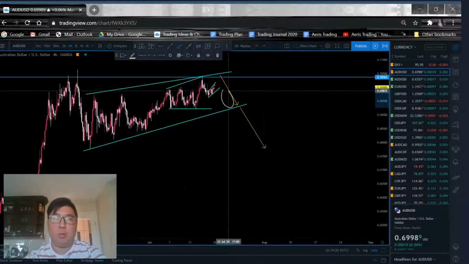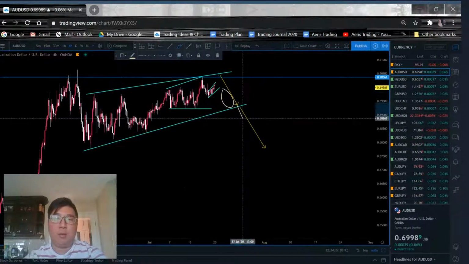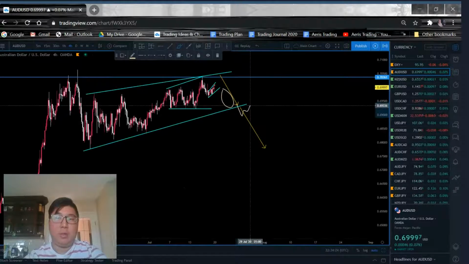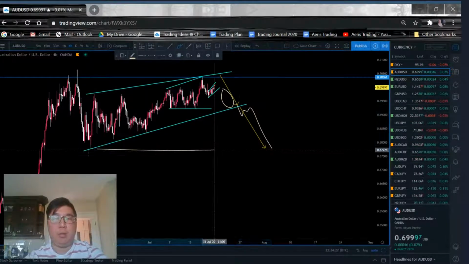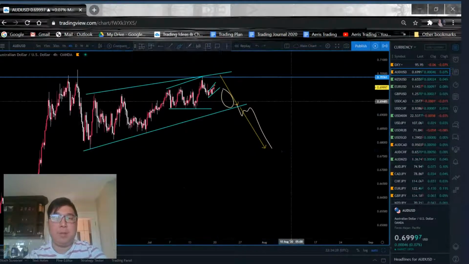And then I do expect price to break out. If it breaks out impulsively, then look for another trade down to the lows here. Okay, so that's Aussie dollar, going to Kiwi dollar.